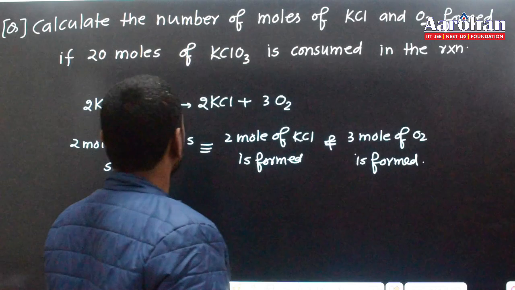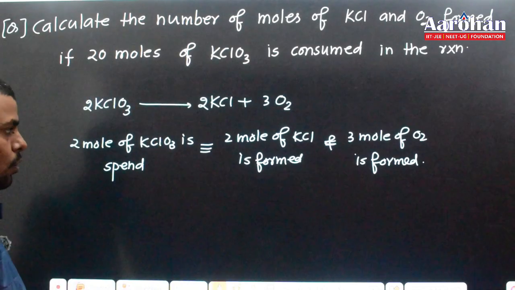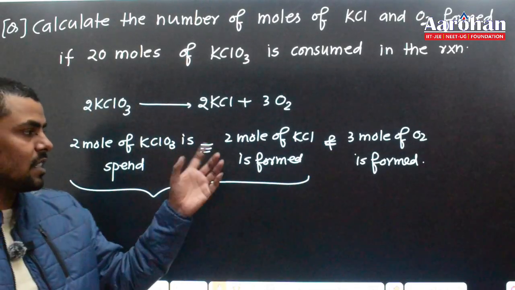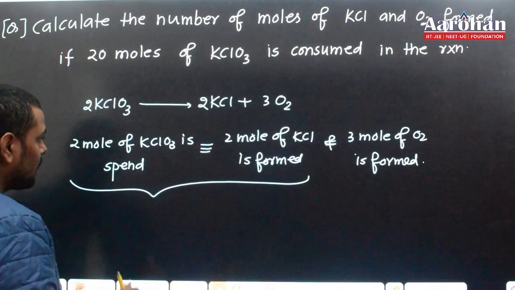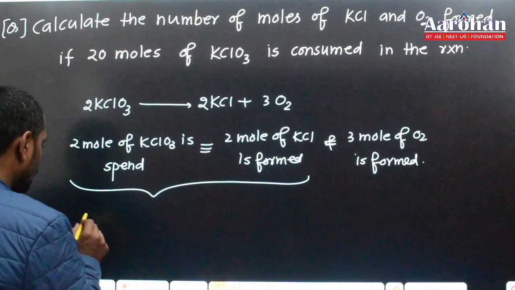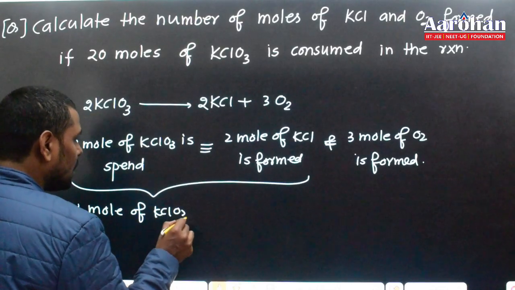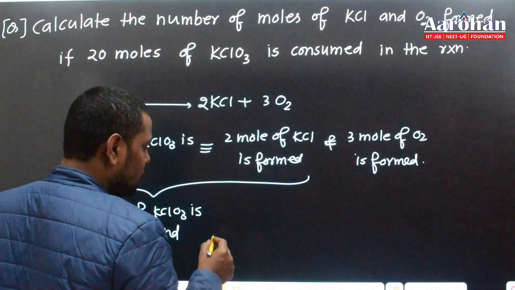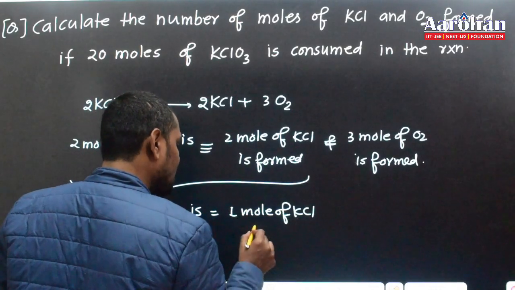In the question it is given, if 20 mole of KClO3 is consumed, then what amount of KCl and O2 is formed? Let's first find the number of moles of KCl. If 2 mole of KClO3 is spent, then 2 mole of KCl is formed. Then if 1 mole of KClO3 is spent, how much KCl is formed? Then 1 mole of KCl is formed.